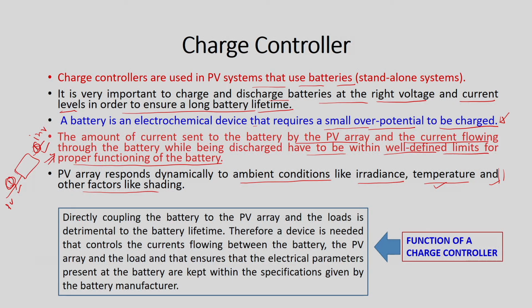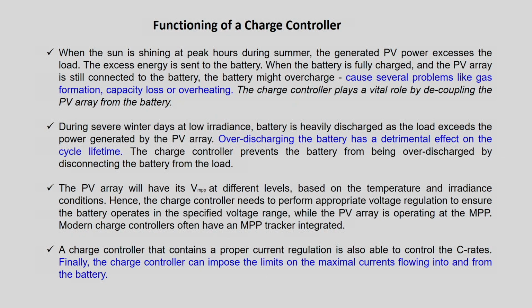Okay. So, this direct coupling of the battery to the PV array and the load is detrimental to the battery lifetime. Therefore, a device is needed that controls the current flowing between the battery, the PV array and the load, and that ensures that the electrical parameters present at the battery are kept within the specifications given by the battery manufacturer. So, that is the function of a charge controller. Let us learn more in depth about this charge controller, how it works in a PV system.